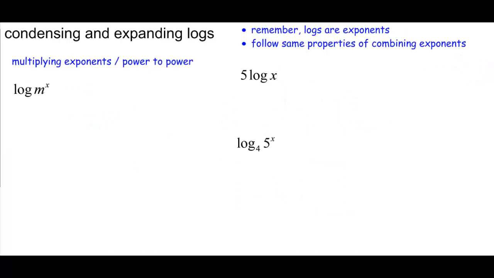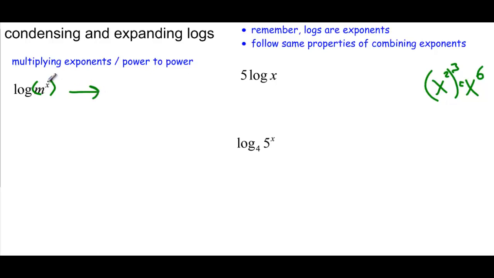Let's take a look at another property of exponents. Remember when we multiply exponents, power to power. So off to the side, I'm going to do x squared raised to the third power. Well, here we multiply the exponents and we get x to the sixth power. So we do the same thing here. When you multiply logs or numbers with logs, it's the same thing as doing a power to a power. So in this scenario here, we're taking log of m raised to the x power. That's all thought of as the same element.